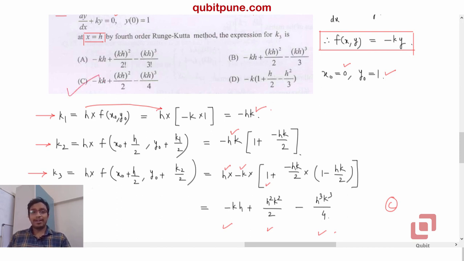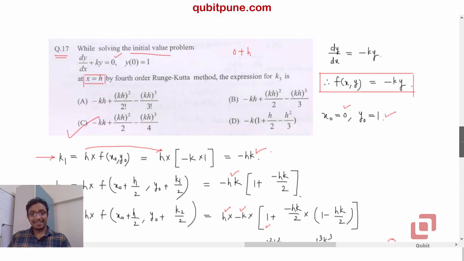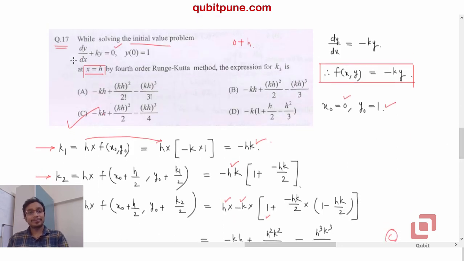Okay, thank God they didn't ask us to find k4 and then y1. Okay, alright. So some questions will be memory based, and this is unfortunately one of those. Well, if you learn everything by heart, then these are actually scoring opportunities. So that is question number 17.